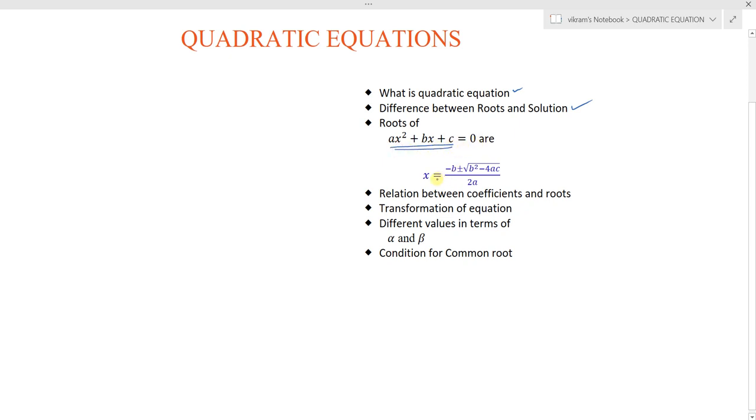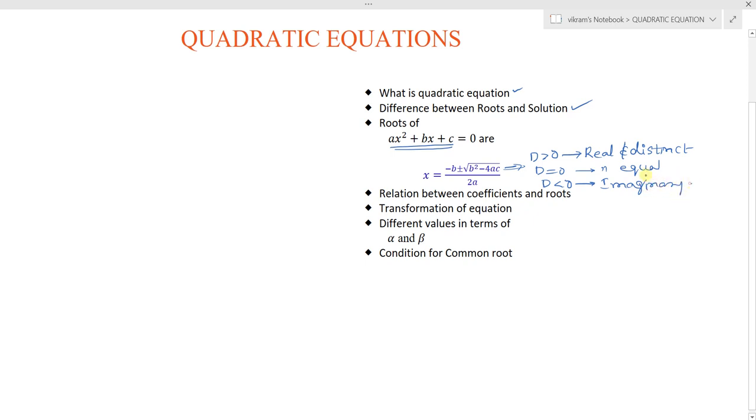The roots can be found as x equals minus b plus or minus square root of b square minus 4ac, by 2a. Depending on this discriminant, b square minus 4ac, we identify the nature of the roots. If the discriminant is greater than 0, the roots are real and distinct. If the discriminant equals 0, the roots are real and equal. If the discriminant is less than 0, the roots are imaginary.